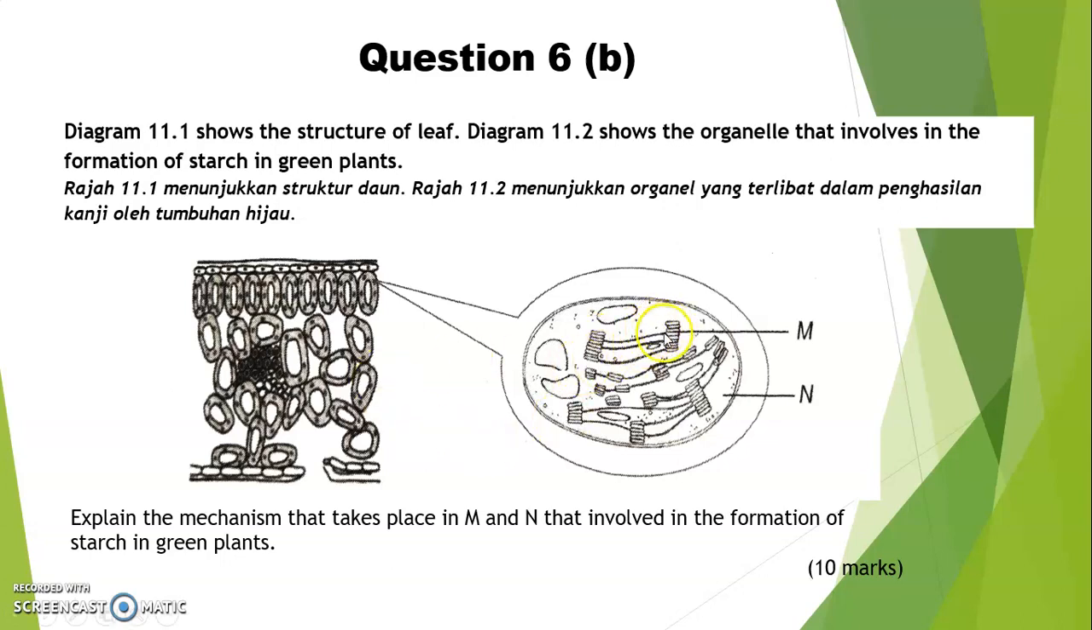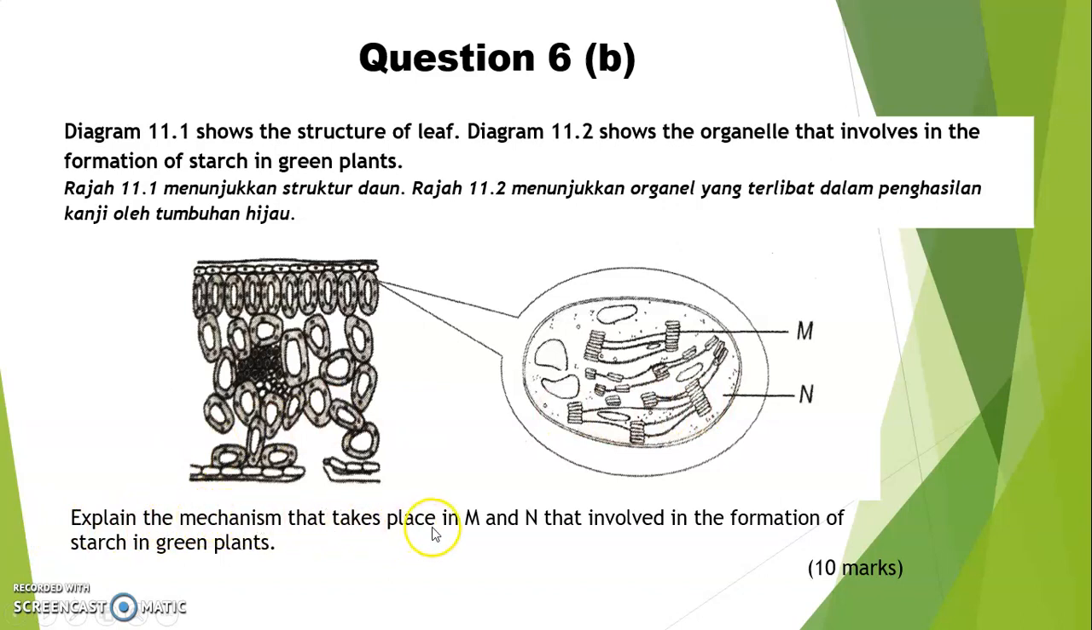Okay, so what is structure M? Structure M refers to the whole thing here, which is granum. Yeah, this is a granum. If there are a lot of granum, we call them grana. And then the structure in this shape, in the granum, is a thylakoid. All right. Okay, then N. What is N? N is referred to the stroma. Okay, yes, stroma.